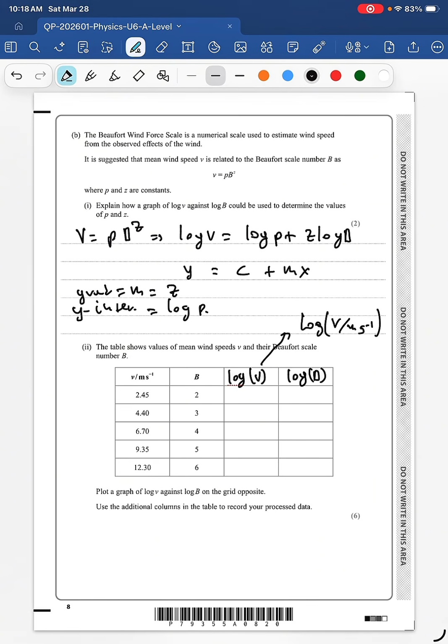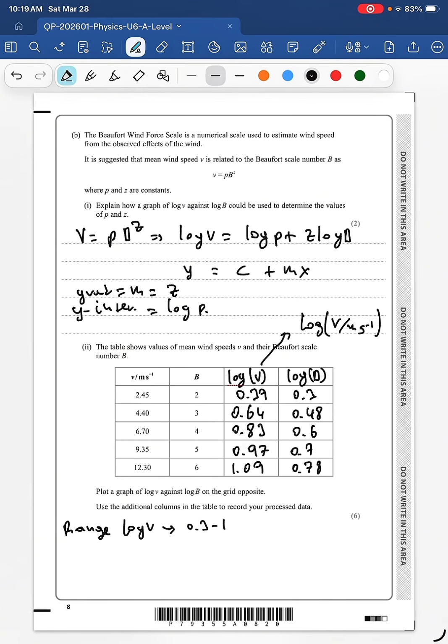So the log of 2.45, you can use your calculator. Use the log, not the ln, the log. So the log is 0.39, and the log of 2 is 0.3, and then you will see the values in a moment. One thing to do before plotting is to find the range of these values. So the range of log V is from about 0.3 to about 1.1. So your scale should come in increments of 0.1, so 0.3, 0.4, 0.5. So it's easier for you to find points.